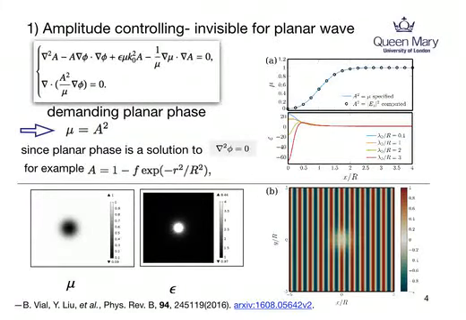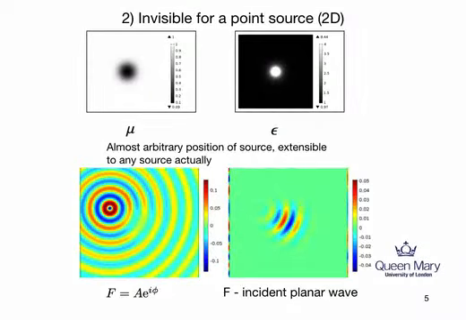The first example is amplitude control. We can control the amplitude as the Gaussian profile, but the wave phase is still kept as the planar wave. The bottom figure shows one of such an example. The second example is for the same material profile as in the first example, but we choose to put a point source in the air region, and the bottom simulation confirms our prediction.